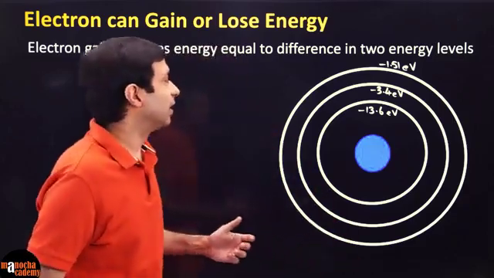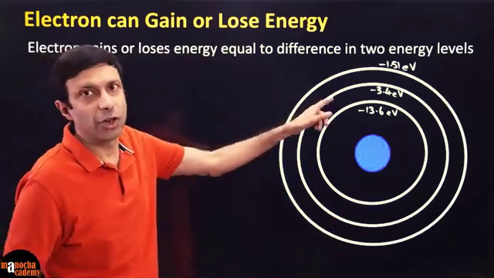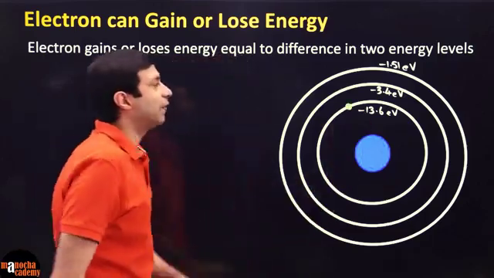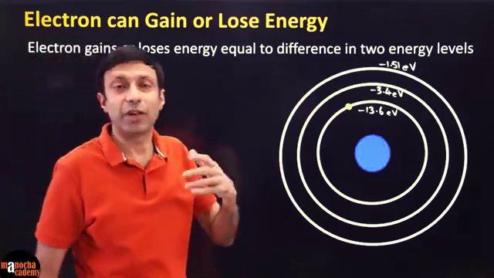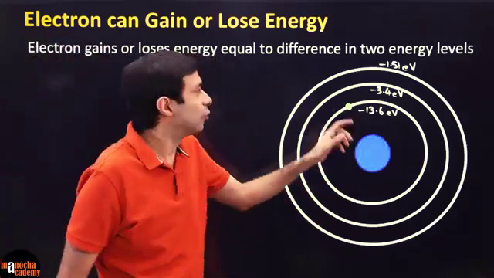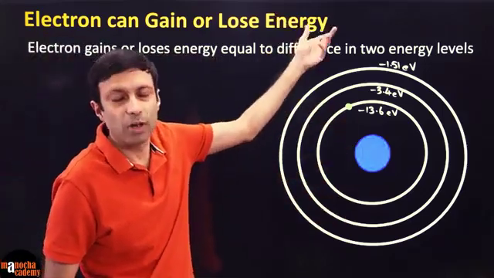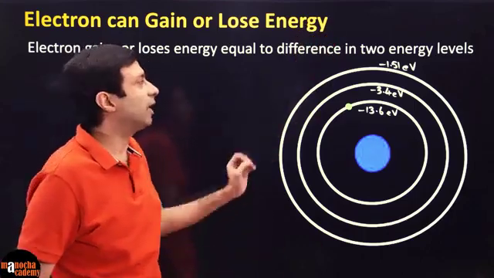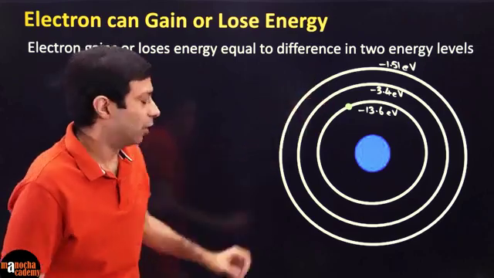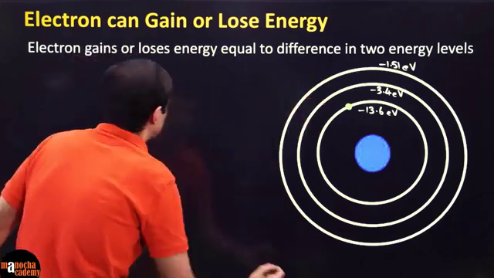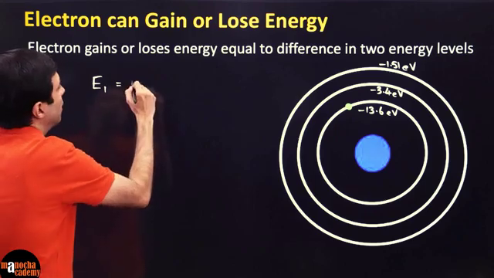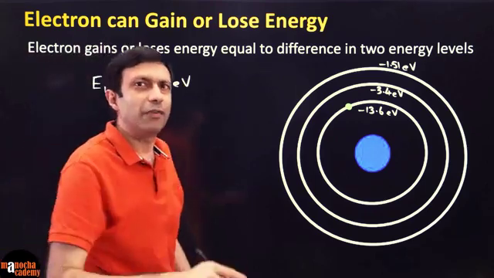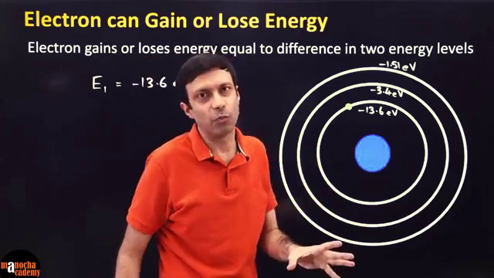So let's say the electron is in the first shell, okay? So our electron is over here and we give it some amount of energy. That means we are causing an excitation of the electron. So definitely it will want to move up to a higher level, okay? So let's take an example. Let's say you give it 10 electron volt of energy, okay? So the current energy of the electron, energy in the first shell, is minus 13.6 electron volts. And you give it an extra 10 electron volt of energy.